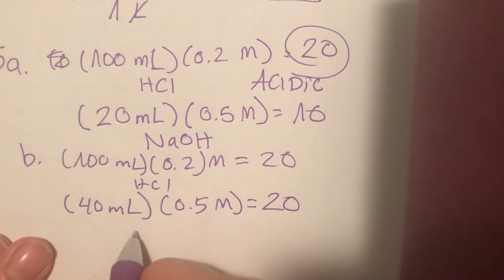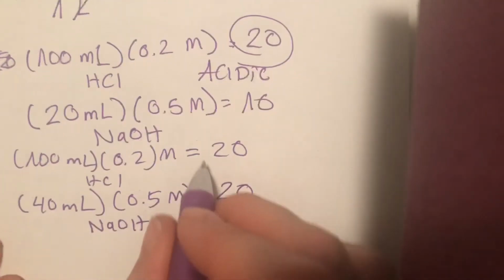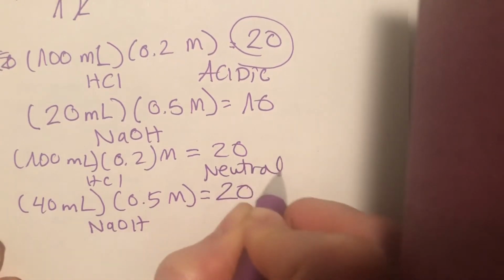So we've got your NaOH is equal to your HCl, so in this case, it is neutral.